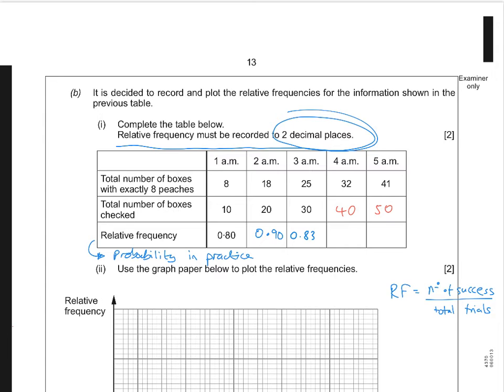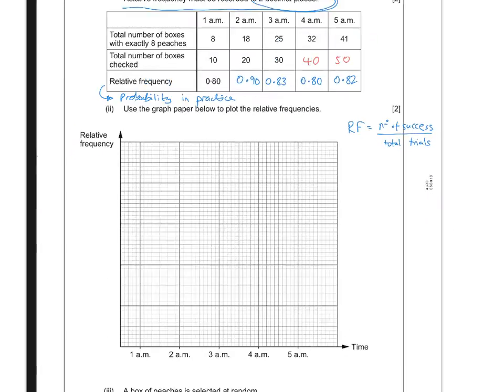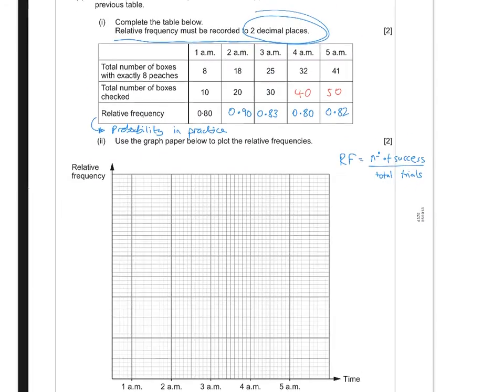The next one I'm going to get is 32 divided by 40. That gives me 0.8, but remember they want it to 2 decimal places, so I need to put the 0 in. And then finally 41 divided by 50, which is 0.82. Okay, next mark, it says, can you plot the relative frequency?